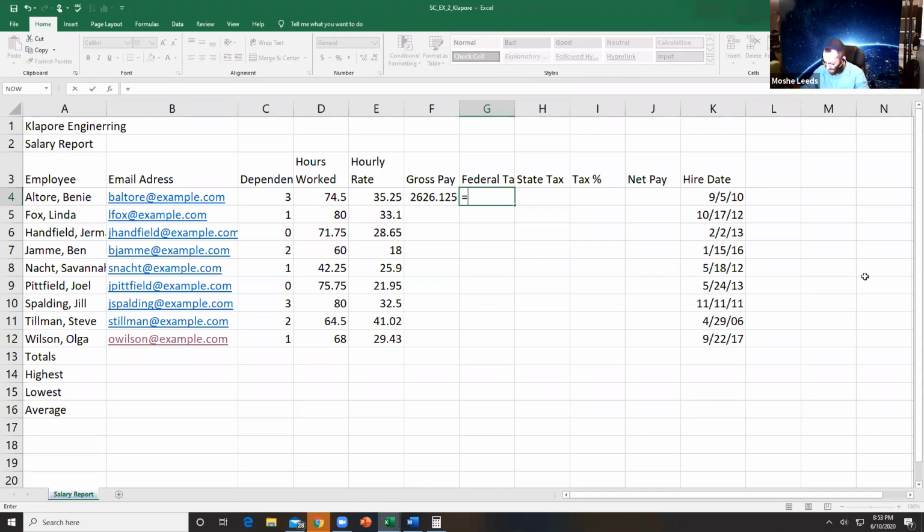So let me do equal, okay? Now, my federal tax is 0.26, which is 26%, times my gross pay. Now remember, the gross pay is here, so I'm not going to type out my gross pay. I'm going to select the cell, times the gross pay minus my dependents, which is 3. Now I'm not going to type in 3. I'm going to select the cell times 22.16.